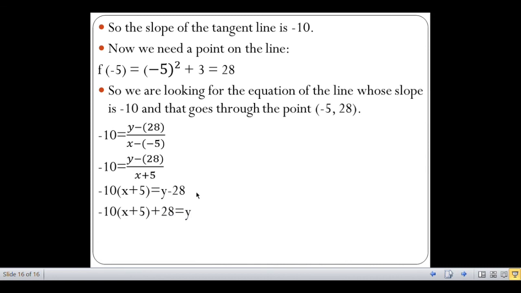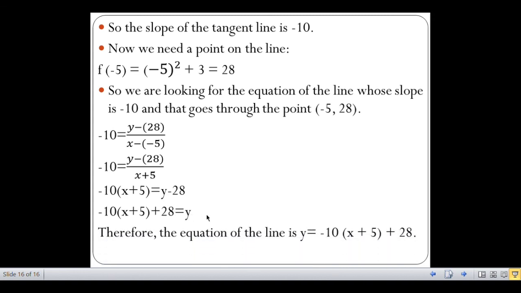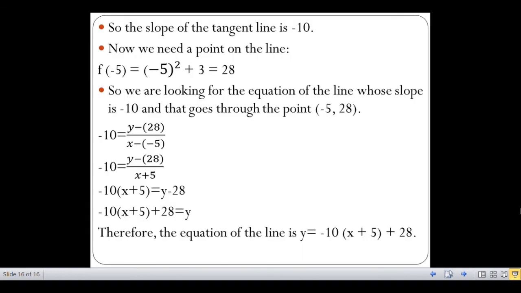Okay? So we transpose the negative 28, so it becomes positive 28, and equals y. Okay? So therefore, the equation of the line is y equals negative 10 times x plus 5, plus 28.